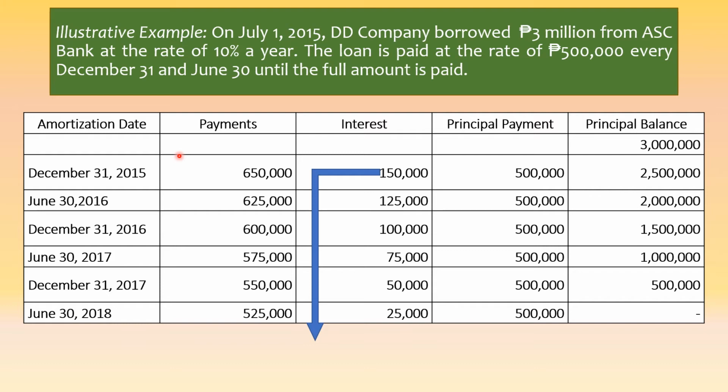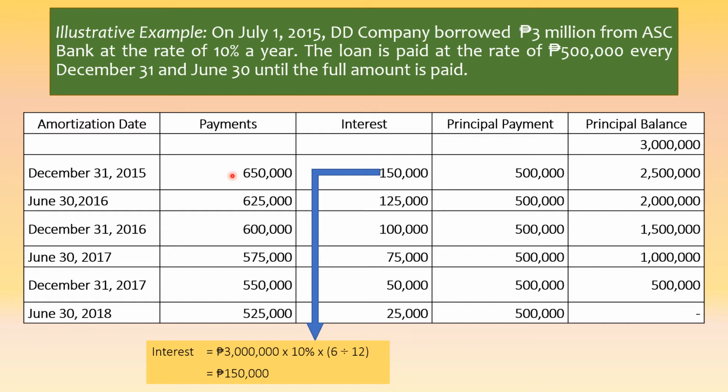Here is the computation for the interest expense from June 30 to December 31, 2015. Interest is equal to 3 million pesos multiplied by 10% times 6 divided by 12. We have here 150,000 pesos. Second step, find the payment by adding the principal payment, which is 500,000 pesos, with the interest computed. We have here 500,000 plus 150,000, a total of 650,000 pesos.